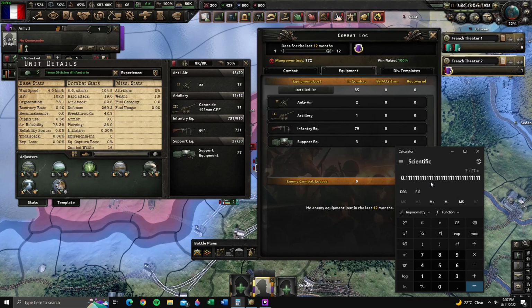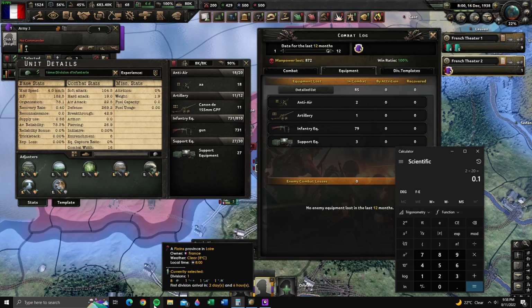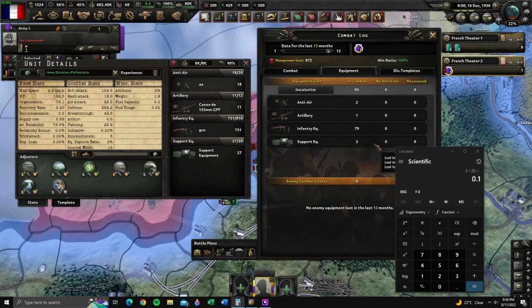Like 3 divided by 27 is 11.1. 1 divided by 12, 8.33. Rounded in our favor. Well, rounded, nothing in Paradox math rounds. And then 2 divided by 20, they're all about 10% losses. That's why when you have an Excel spreadsheet, and let me just load one up, with a ton of losses, you'll see me go, well, but that's expected.